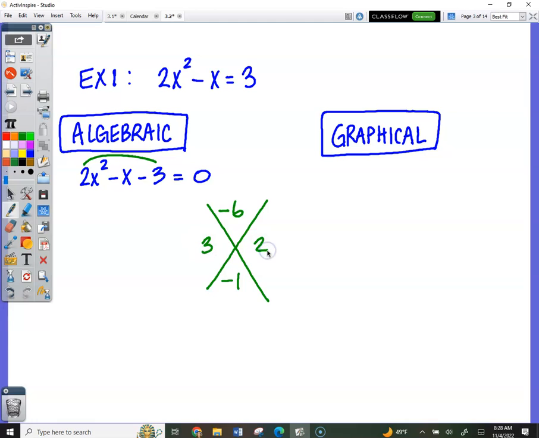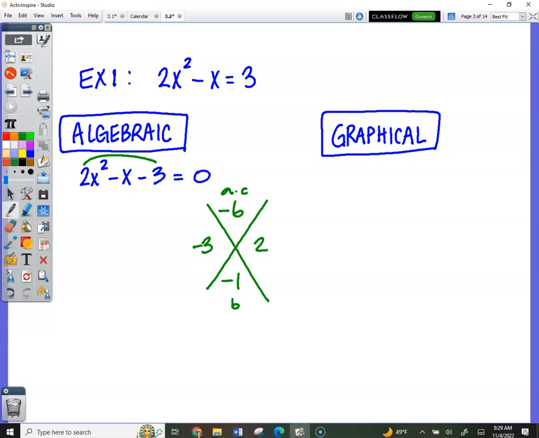Now it's a sign game. Make the 3 negative. Now check it. Do those multiply to give me this? And I'm going to write above it: this was the product of A times C, and this down here was B. That's where that came from. So do they multiply to give me this? Yes. Do they add to give me this? Yes.